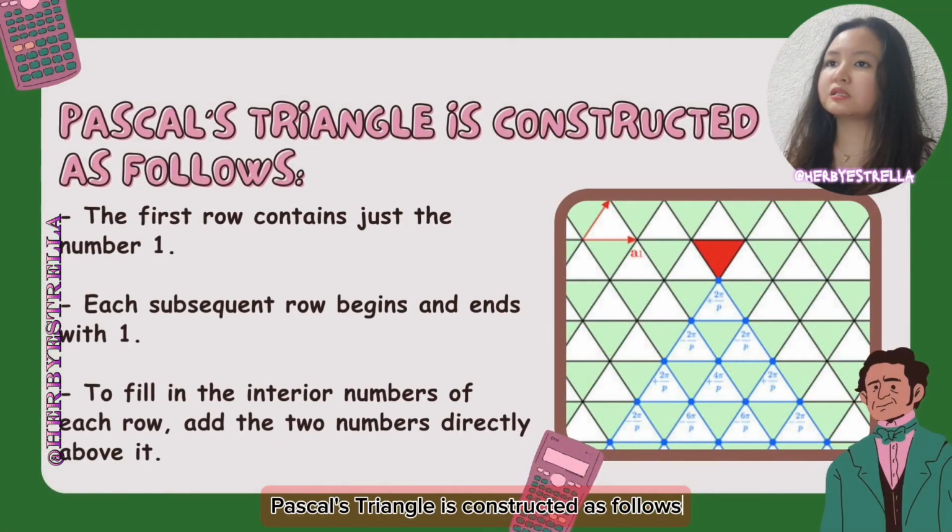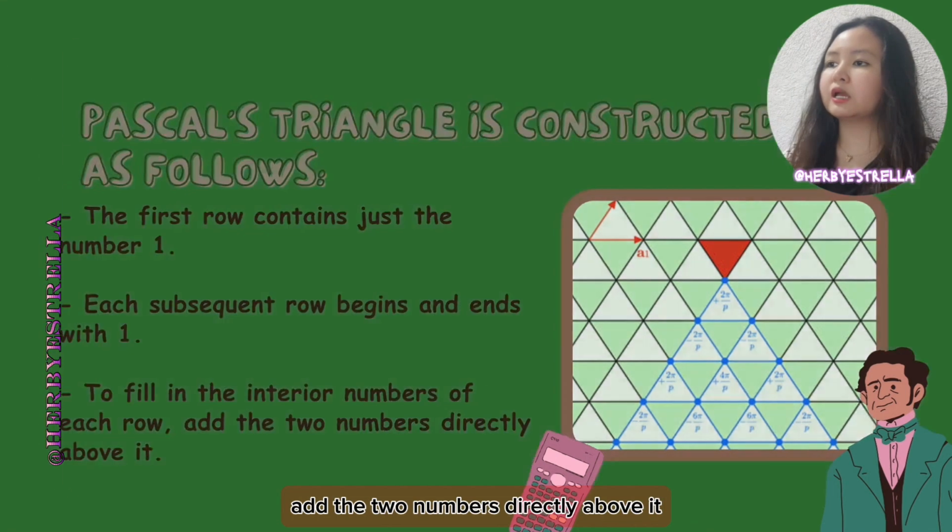Pascal's triangle is constructed as follows. The first row contains just the number 1. Each subsequent row begins and ends with 1. To fill in the interior numbers of each row, add the two numbers directly above it.